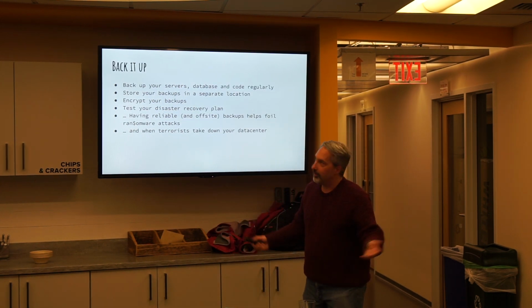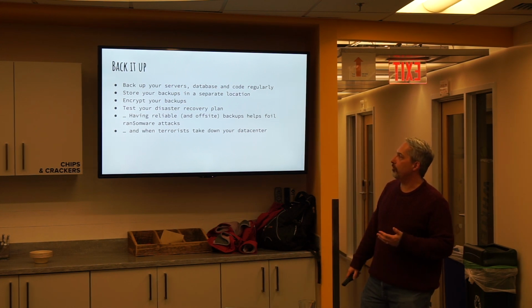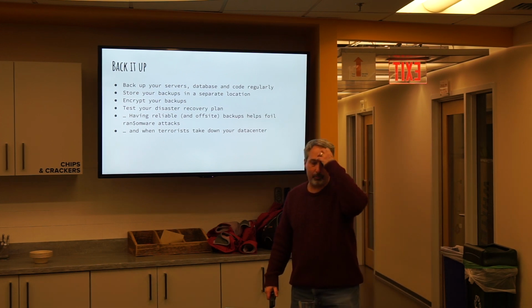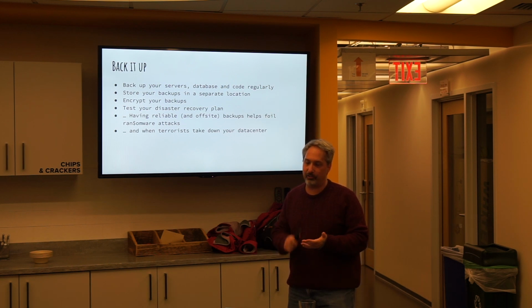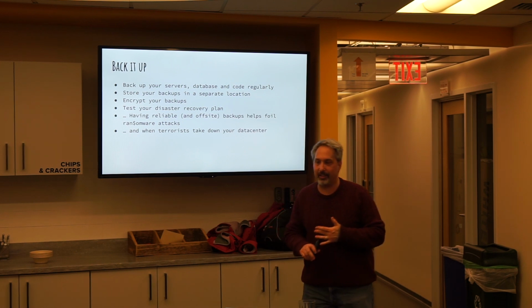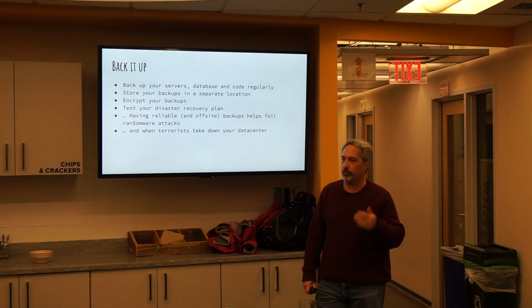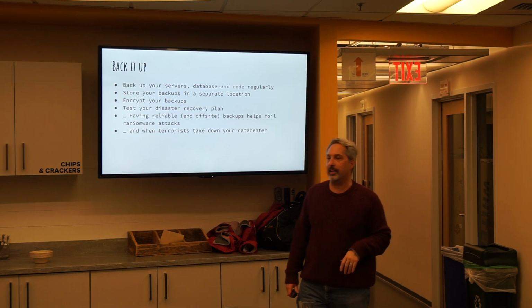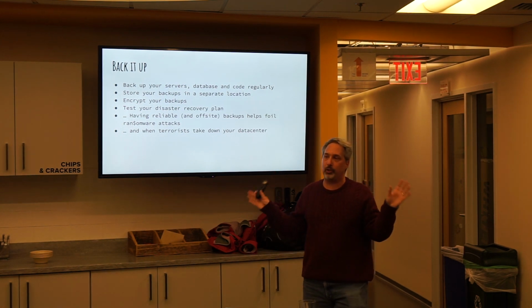All right. Well, I was talking about backing up: back up your servers, database, and code regularly, store backups in a separate location, encrypt your backups if you feel you need to, and test your disaster recovery plan. And the key thing is that if you have reliable offsite backups, it can help you foil ransomware attacks. So if someone gets into your system and they go through and they're like, oh, I'm going to take all this data, encrypt it, and then drop the key and say, send me 50 Bitcoin.